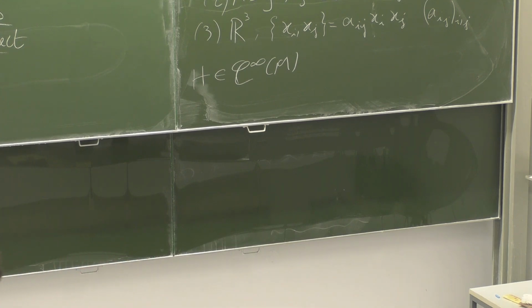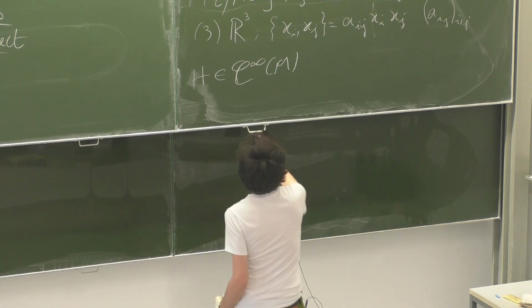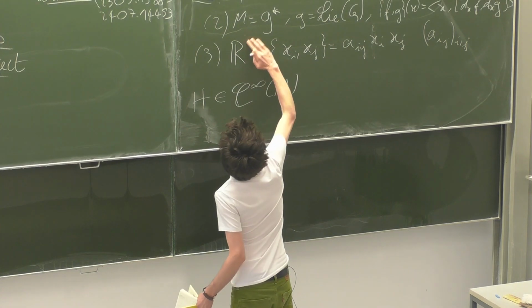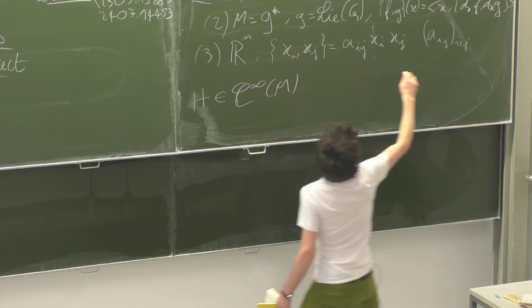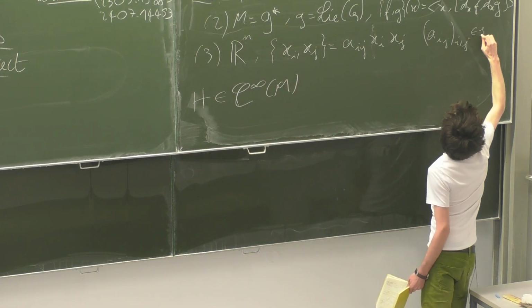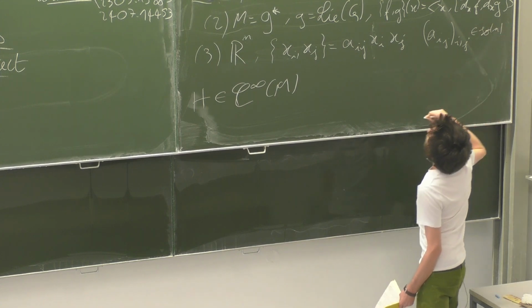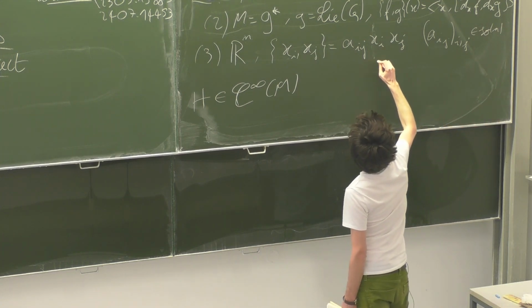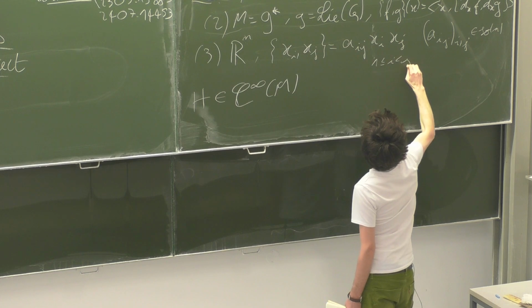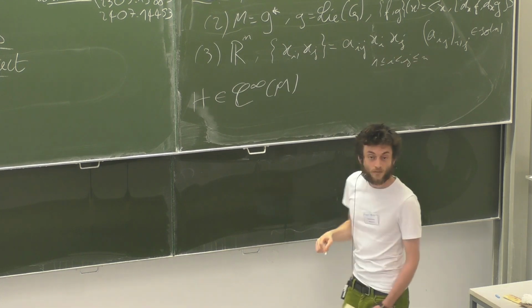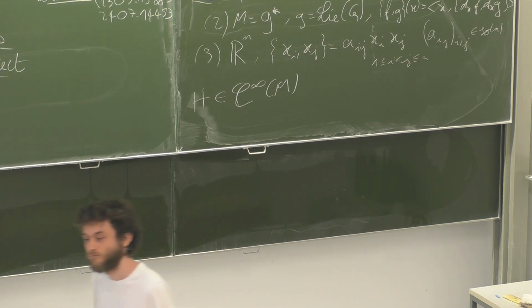Yes? 3 by n, do you get some condition on this matrix A_ij or still? No. So yes, it goes this way. So this is antisymmetric, and this you define like this. Ah, okay. Because otherwise it's 0.